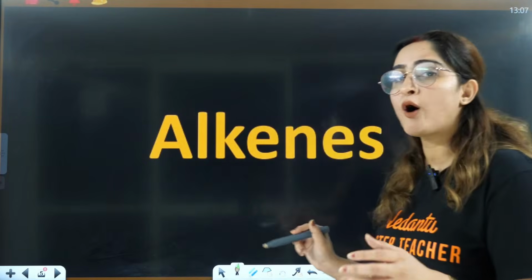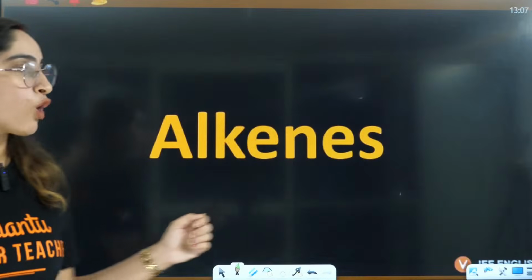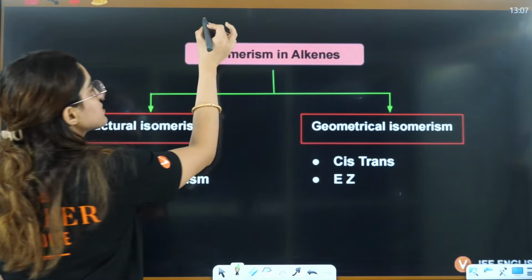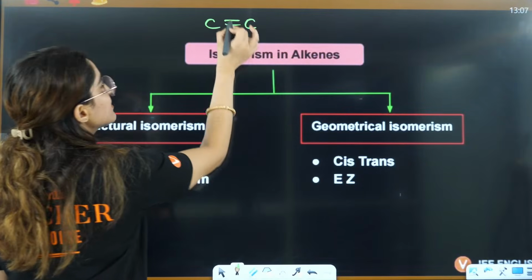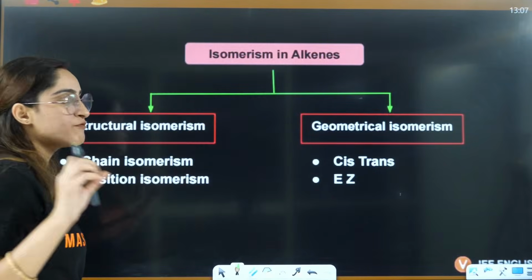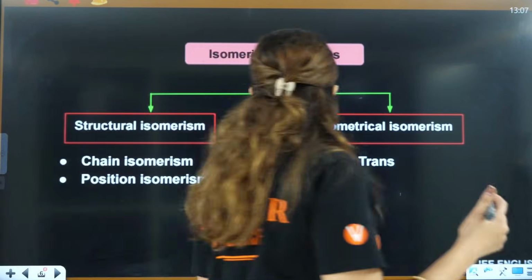So let's talk about alkenes. When you talk about alkenes, what are alkenes, guys? Alkenes have double bonds, right? This double bond, one sigma and one pi bond, is what is called an alkene. Now, one by one we'll study different things about alkenes.